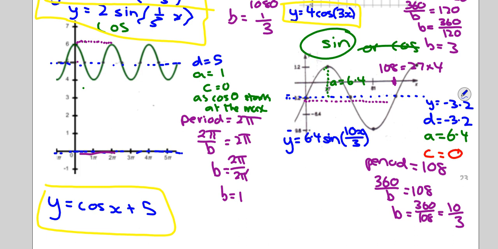And what would we have to do? Subtract 3. Have I missed something? Yes. Good, yeah. Minus 3.2. This one's got a d. That's not zero. It's got a d that's not zero.